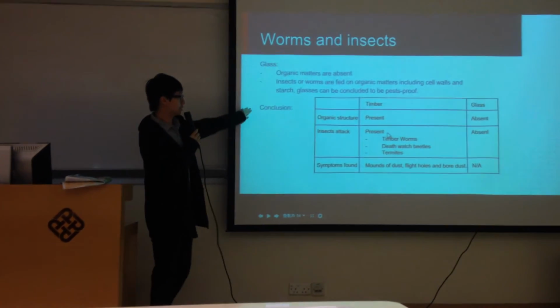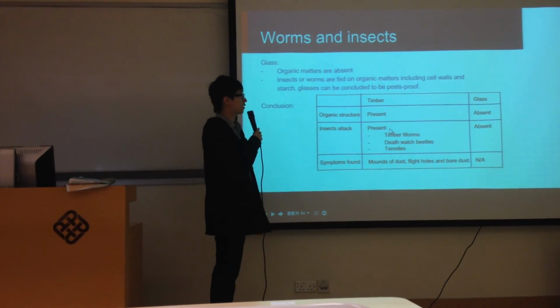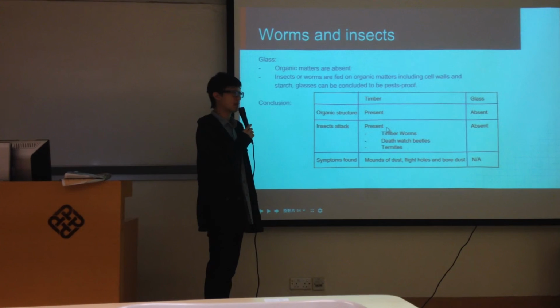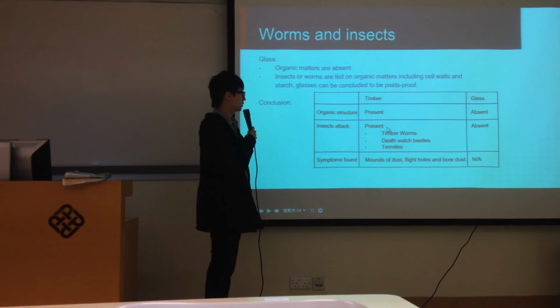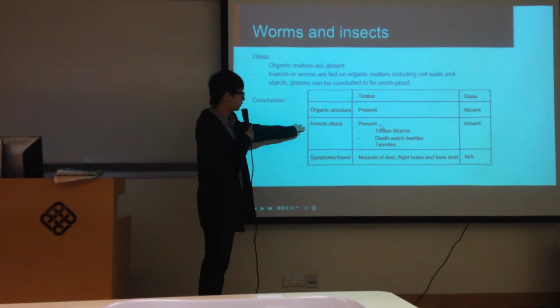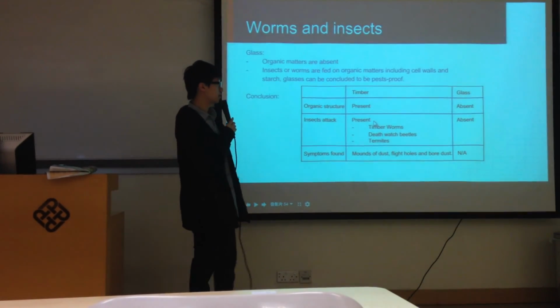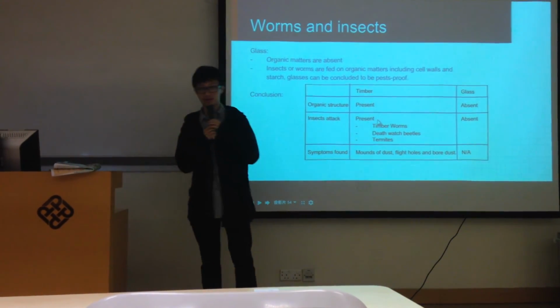Here is our conclusion, a table showing all our comments in the previous slides. That timber is vulnerable to insect attack while grasses will not. Okay, thank you.